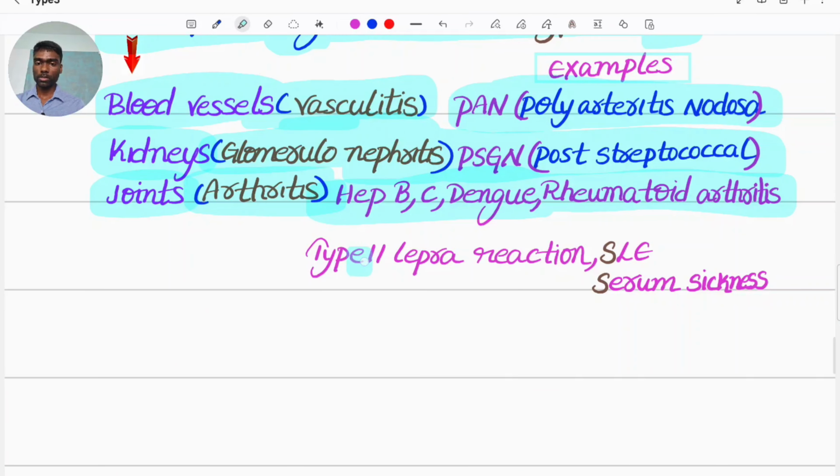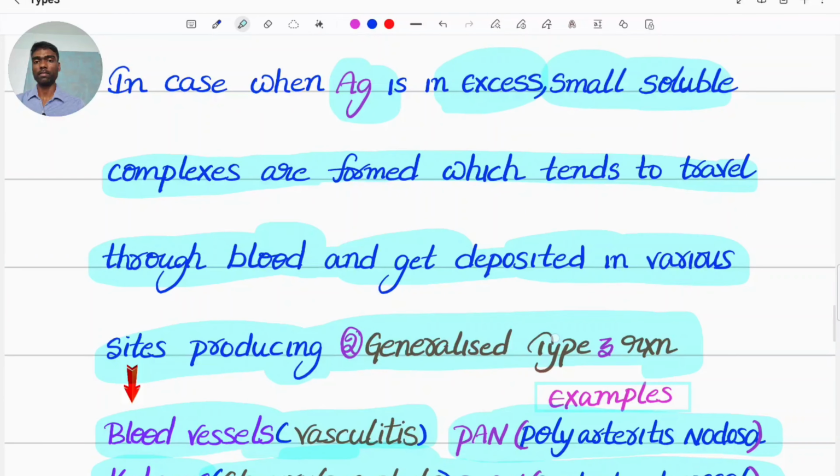Some other examples: type 2 lepra reaction, connective tissue diseases like SLE, and finally serum sickness. It is not seen nowadays. Previously, for tetanus patients, horse anti-tetanus serum would be given as treatment. Then, 7 to 8 days later, patients would develop weakness, vasculitis, glomerulonephritis, edema, generalized lymphadenopathy. All these are because of type 3 hypersensitivity reaction, which is a generalized type 3 reaction.